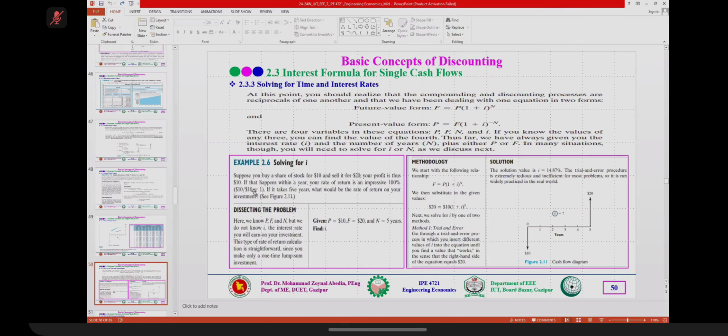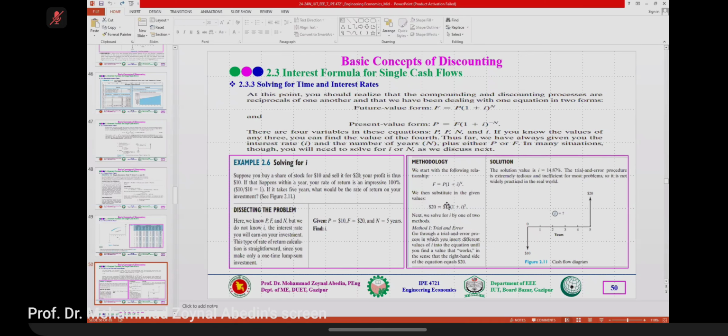Example 2.6. Suppose you buy a share of a stock at $10 and sell it for $20. So $10 is the present value, and the F value is 20. Your profit is thus 10, because 20 minus 10. If that happens within a year, your rate of return is an impressive 100%, the 10 by 10. If it takes 5 years, so capital N is 5 years, what is the rate of return on your investment? So we have to find out i.